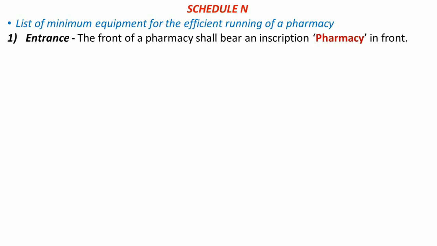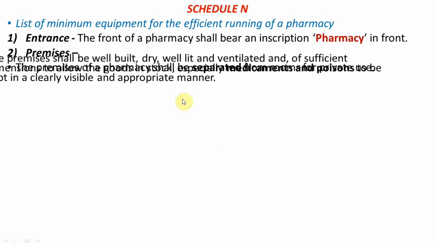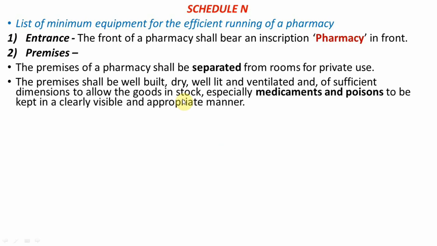First one is the entrance. The front of a pharmacy shall bear an inscription, pharmacy, in front. Then premises. The premises of pharmacy shall be separated from rooms for private use. Then premises shall be well built, dry, well lit and ventilated and of sufficient dimensions to allow the goods in stock, especially medicaments and poisons, to be kept in a clearly visible and appropriate manner.